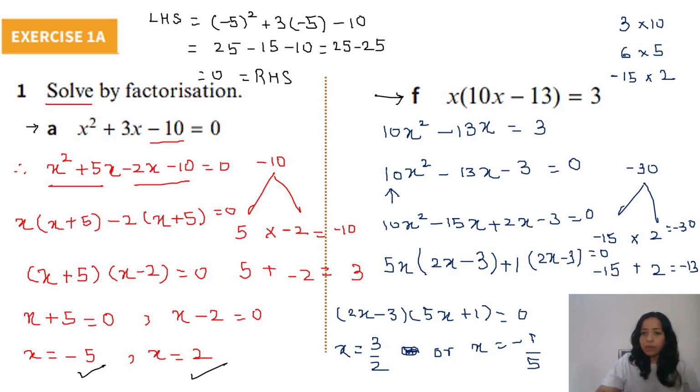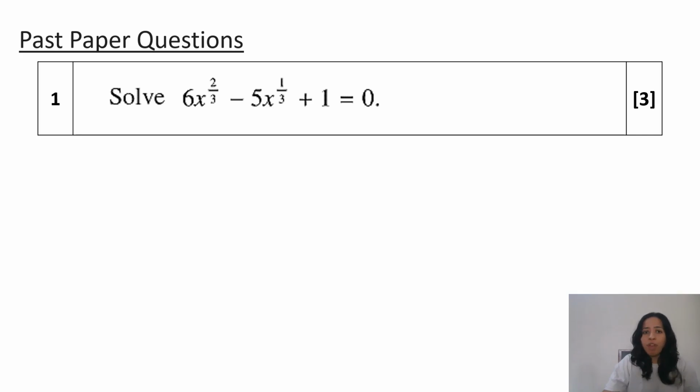I hope it's clear. Yes, so now this is the time to solve one past paper question. Now look at this question and think about it, whether you can solve it using the factorization method. You need to think about some indices properties as well. You can convert this equation in this form, x raised to 1 upon 3 squared, right? Minus 5x raised to 1 upon 3 is given as it is and plus 1 equals 0.